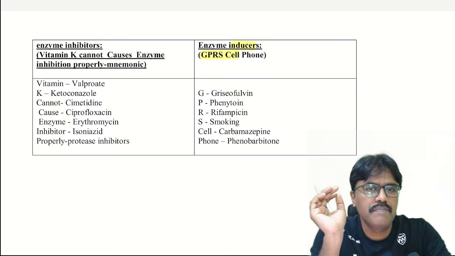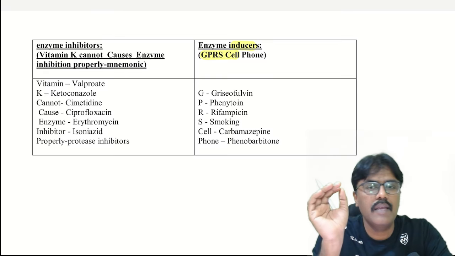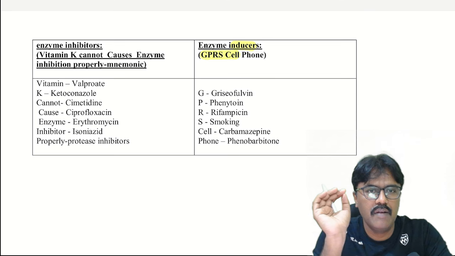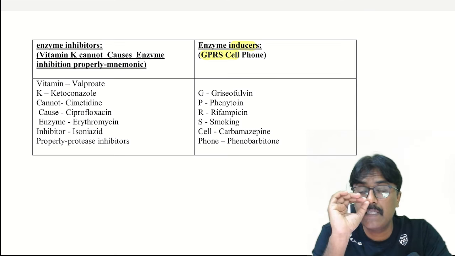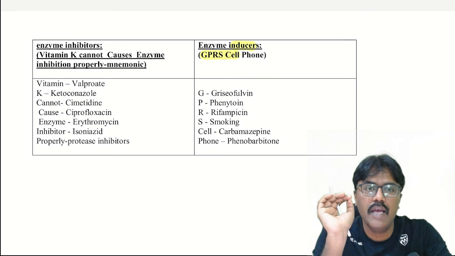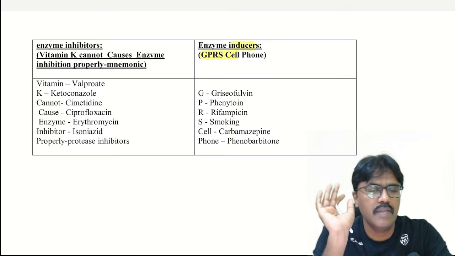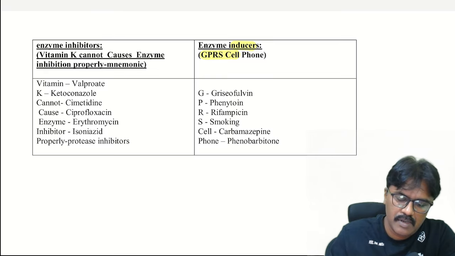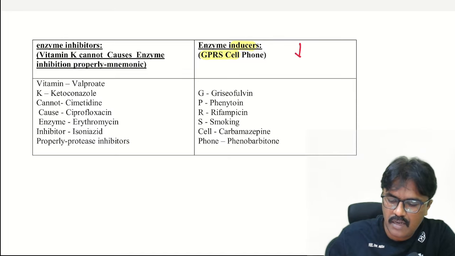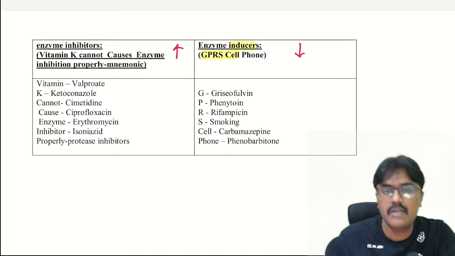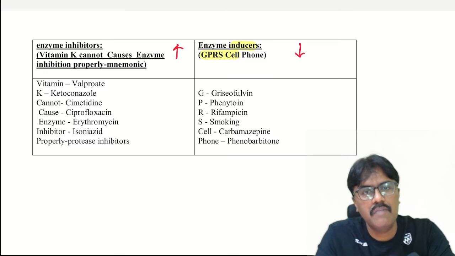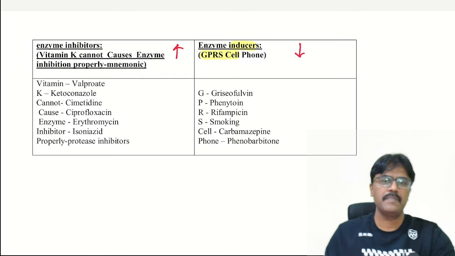Inhibitors, we have a mnemonic. Vitamin K cannot cause enzyme inhibition properly: valproate, ketoconazole, cimetidine, ciprofloxacin, erythromycin, isoniazid, and protease inhibitors. Remember, inducers decrease the drug levels, inhibitors increase the drug levels if you give them with other drugs. Clear? Yes.